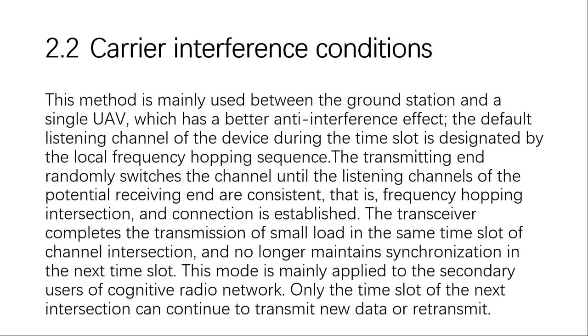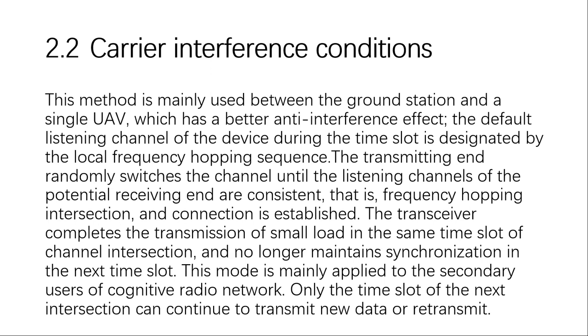This method is mainly used between the ground station and a single UAV, which has a better antenna interface effect. The default listening channel of the device during the time slot is designated by the local frequency hopping square. The transmitting end randomly switches the channel until the listening channels of the potential receiving end are constant, that is, the frequency hopping intersection and condition is established.